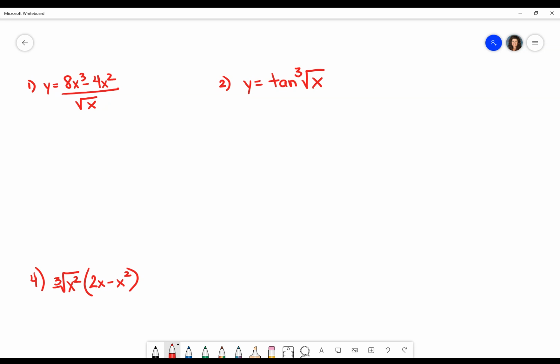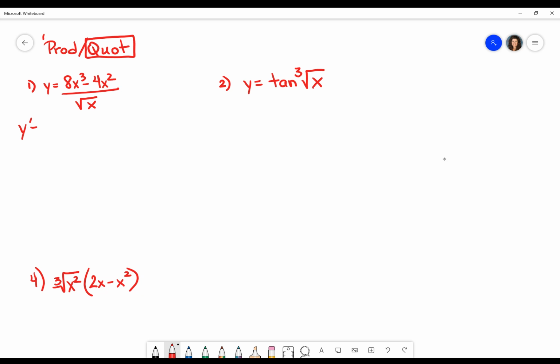I had a request to walk through a couple of derivative practice problems, so I'm going to do these couple. Number one: the first thing you look at when you see a problem, you ask yourself, is it a product or is it a quotient? Now this problem is a quotient because I can see that I have a numerator over a denominator. So I'm going to use the quotient rule.